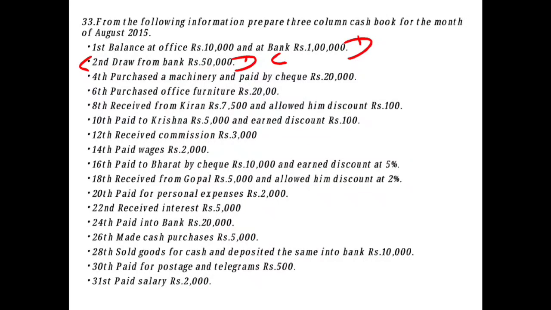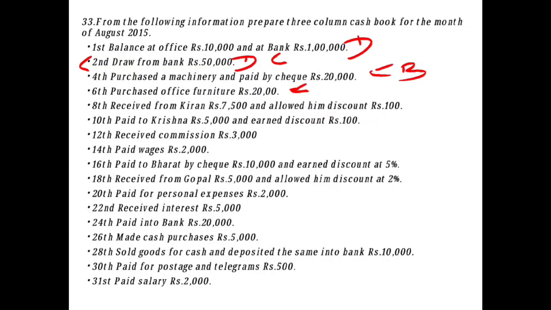Next, purchase of machinery and paid by check. We have purchased the machinery and you have paid it by check, so you have to write it on the credit side in the bank column. Then purchased office furniture rupees 2,000, which you write on the credit side in the cash column only, because it is not paid by check.